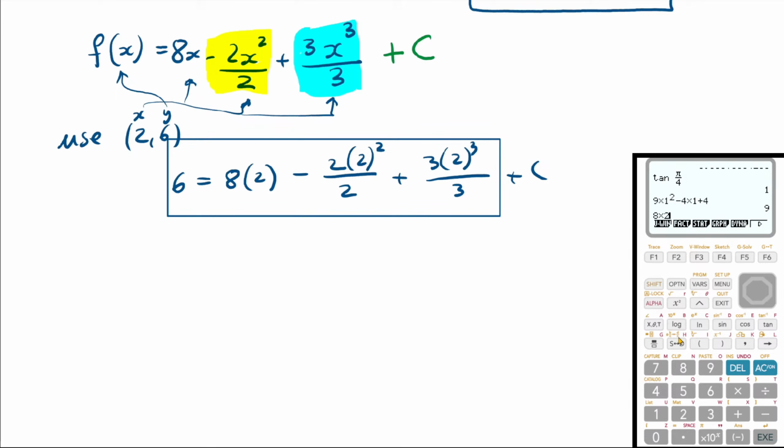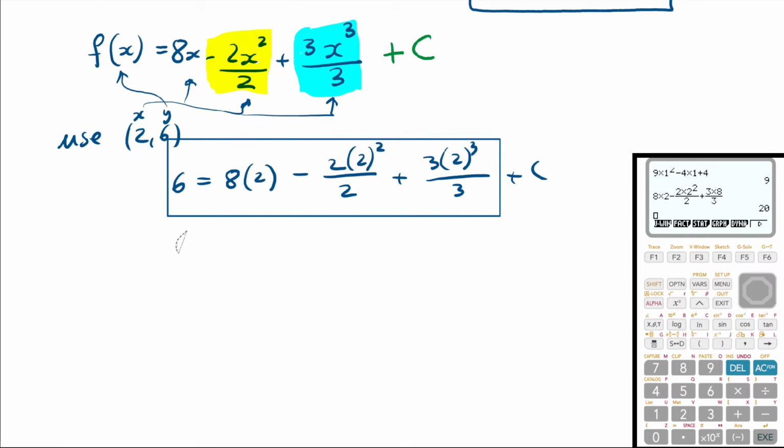Yes. So 8 times 2 minus, and we can just put this all in a fraction. No simplifying needed. 2 times 2 squared, divided by 2, and so on. I'm going to simplify it a little bit while I put it in the calculator just to make it a bit faster. But technically, I want you guys to remember that you can just put this into the calculator exactly how it is. So 3 times 8 over 3. Okay, and once we have all of this, we're just going to press enter.